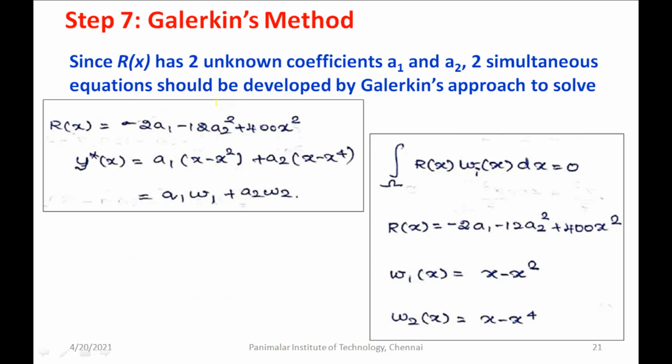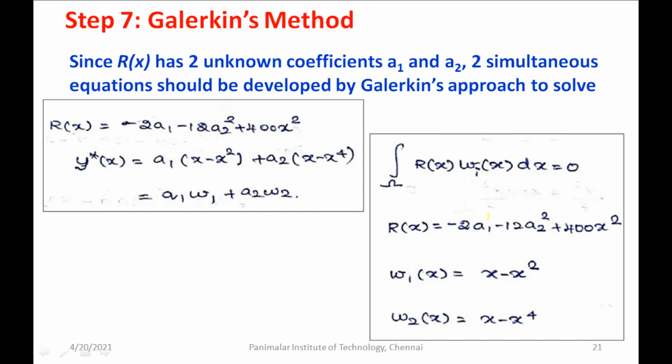So here let us see, r of x value already we derived, minus 2a1 minus 12a2 x square plus 400x square. Then in the eligible trial function y star of x, we have a1 x minus x square plus a2 x minus x to the power 4. So this x minus x square term is considered as weight function 1. x minus x to the power 4 is considered as weight function 2.